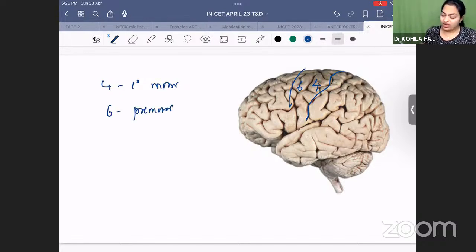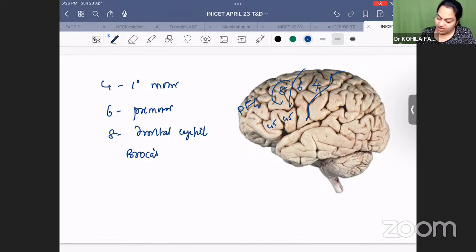What else do you get to see in the frontal lobe? Here 8 will be frontal eye field. Where's the motor speech area situated? Pars triangularis, right? 45, 44, motor speech area. Broca's area is there. And then here you'll have the auditory cortex, 41, 42. And then here visual cortex, 17. Here sensory cortex, 3, 1 and 2. Superior parietal lobule, 5, 7.